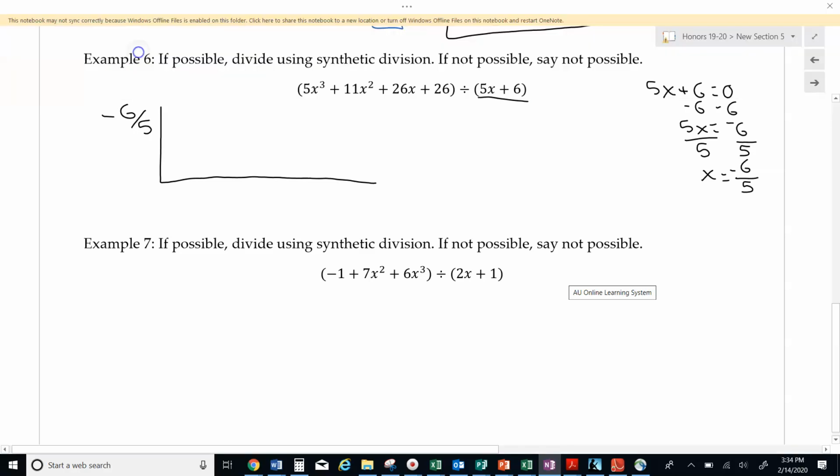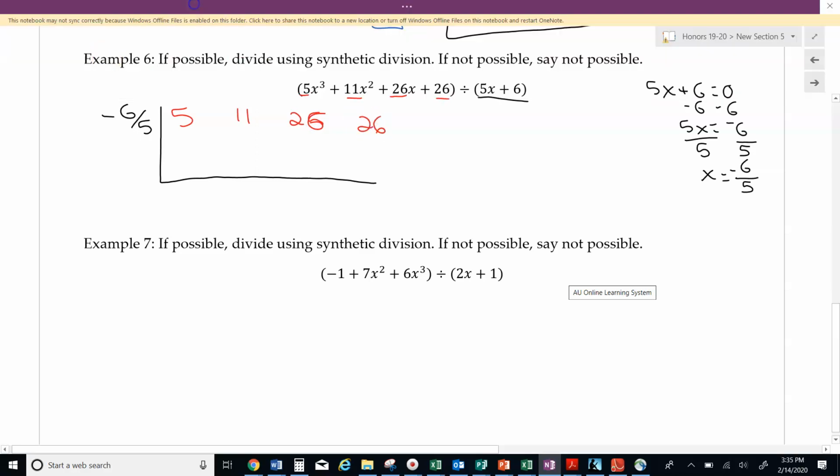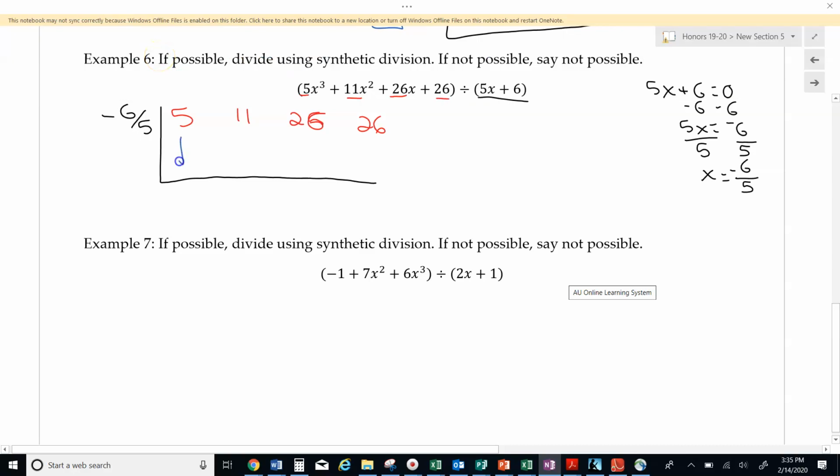These seem to be in order. I have x cubed, squared, x, and constant. So I have 5, 11, 26, and 26. So I'm going to start the same way. Bring down the 5. So the first thing is we have to do a little more work, but we're used to that. So I'm going to multiply these, right? Negative 6 over 5. Then I get negative 6. 11 minus 6 is 5.